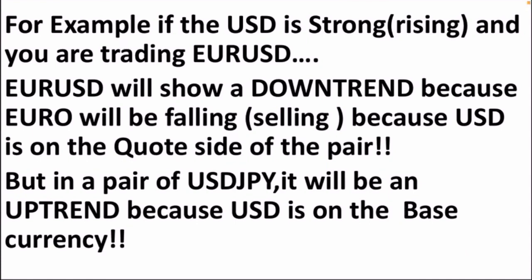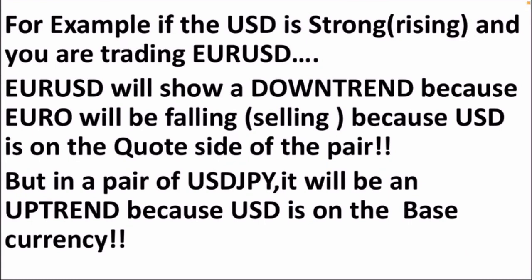You understand? It will be falling because the US dollar is on the quote side of the pair. You have the euro on the base side, and we have the dollar on the quote side. And you check the market, and the dollar is rising. If the US dollar index is rising, what happens to this particular pair? Definitely the other one will be falling. So you will be selling the EUR/USD. Automatically you are selling the euro and buying the USD because it's the one rising.